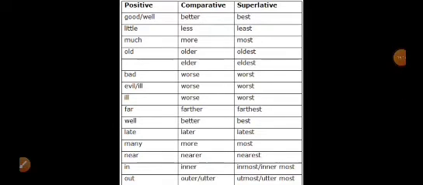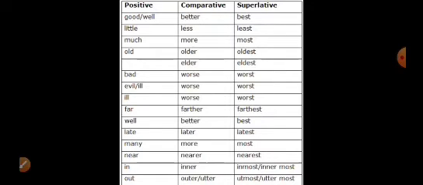Here is a list of the degrees of adjectives that you must go through: good, better, best, or well, better, best; little, less, least; much, more, most; old, older, oldest, or old, elder, eldest. The difference between the two is that we use old, older, oldest when the comparison is made between the ages of people who don't share blood relations.